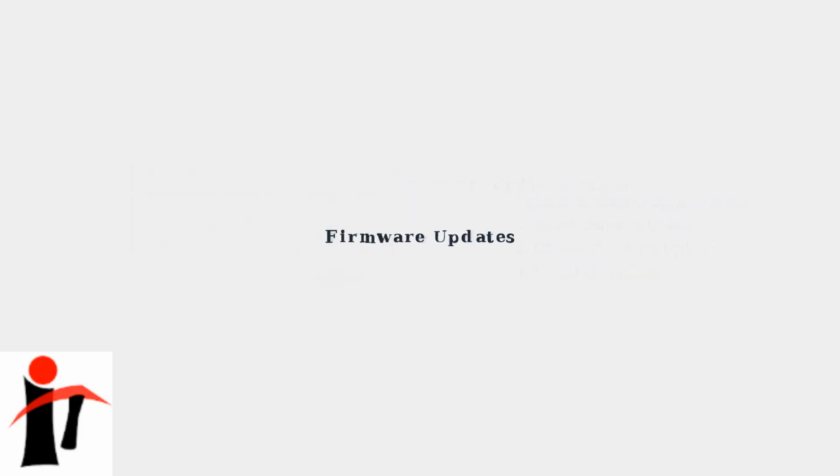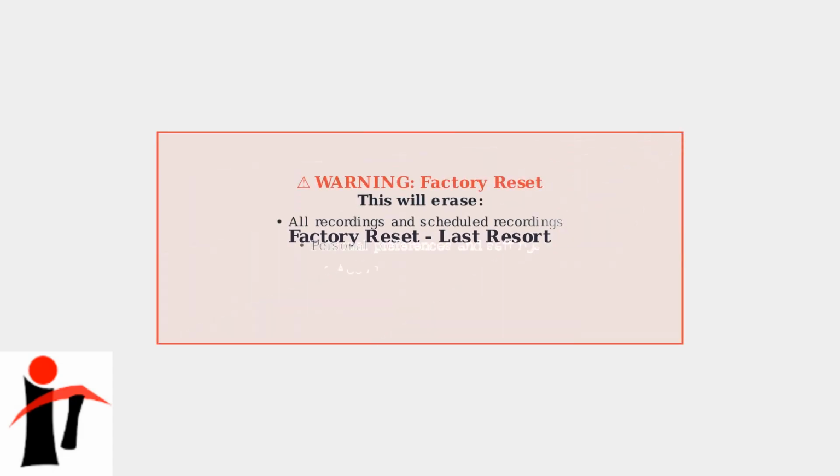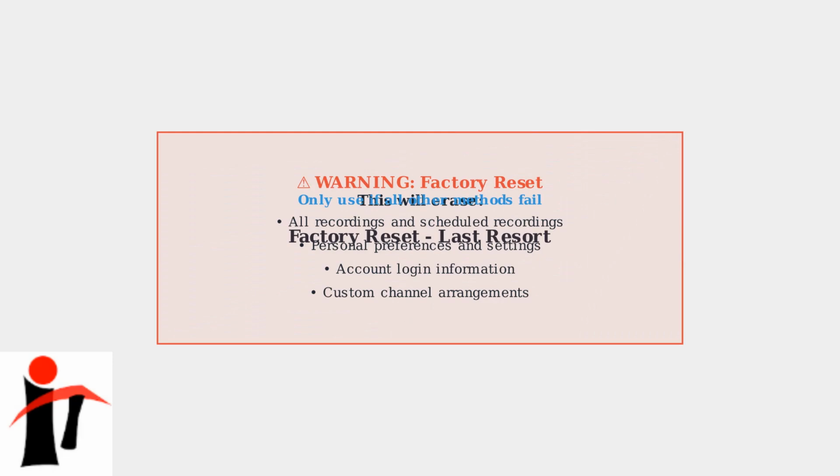If all previous steps fail, a factory reset may resolve persistent software issues, but this will erase all your settings. A factory reset will restore your YouView box to original settings. This erases all recordings, preferences, and account information, so use this only as a final troubleshooting step.